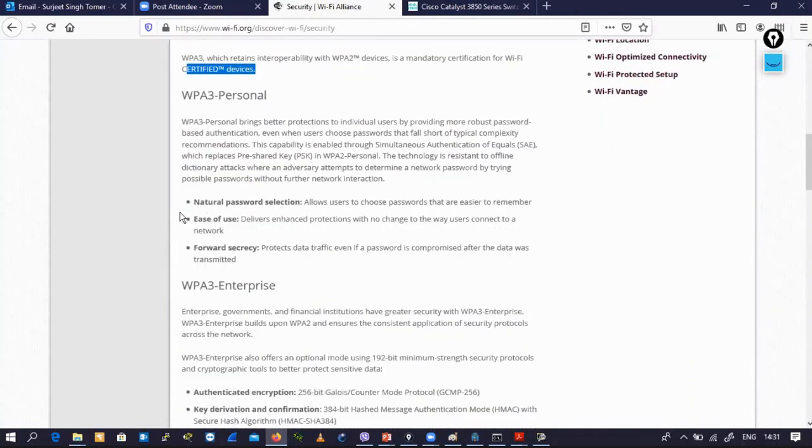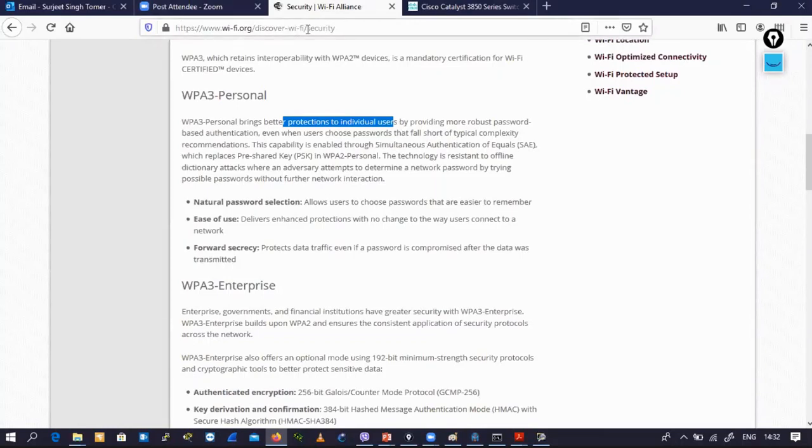What is the enhancement? Because you want to know, Mr. Ramesh, this is natural password selection, ease of use, and forward secrecy, which is the new one. So WPA3 personal brings better protection to individual users, which is not provided by WPA2. If you have a WLC right now, open your WLC, navigate to the WLAN tab, and you can see in a drop-down box you are allowed to configure WPA2. But this is the official notification already broadcast all over the world to the vendors: kindly change, or I can say enhance, your security from WPA2 to WPA3.